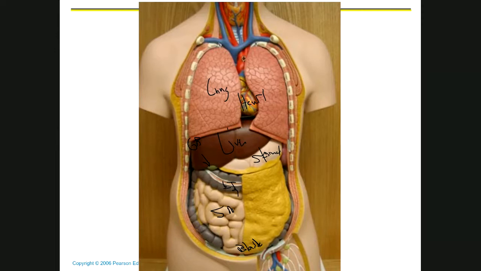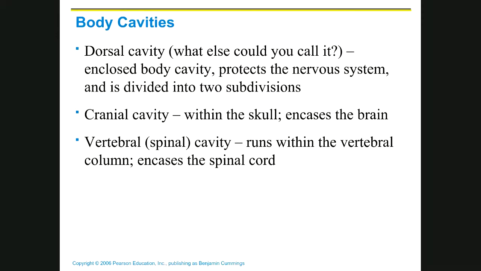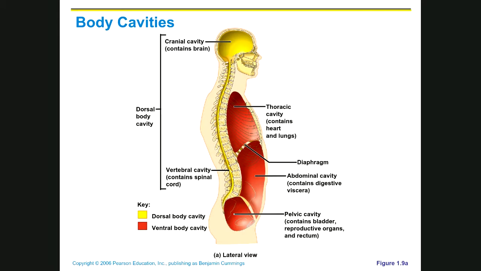This is the language of anatomy, the second half of it. So let's look at these cavities. And like I said, first we're going to look at the enclosed cavities. If you look at the enclosed cavities, you can see what they look like. There's two of these.